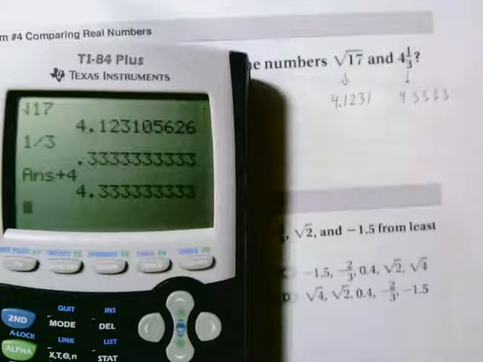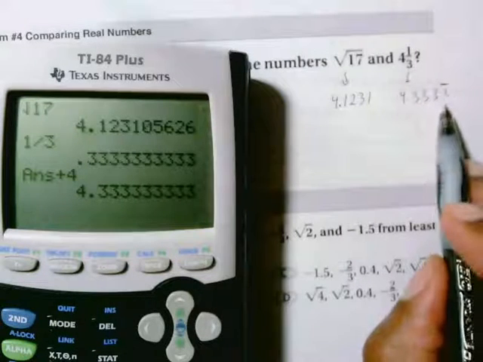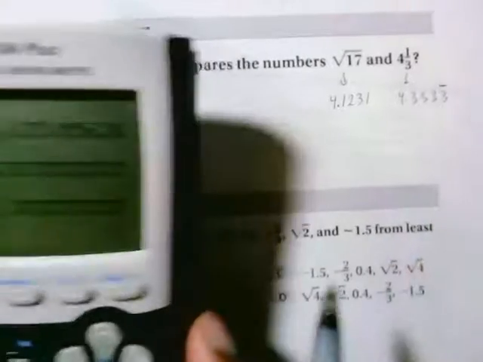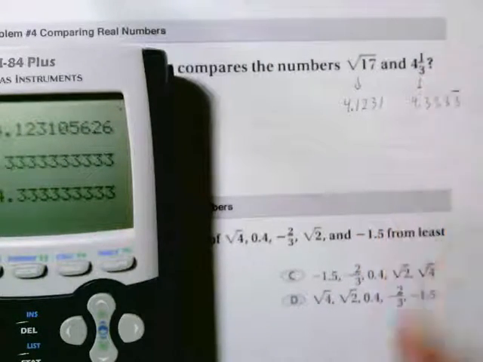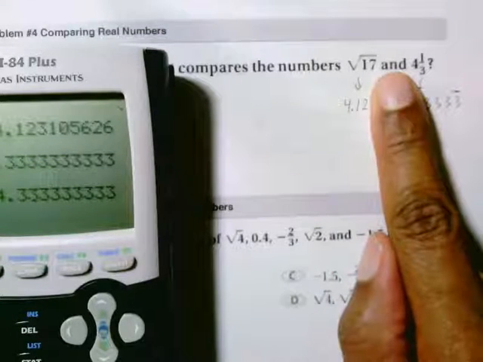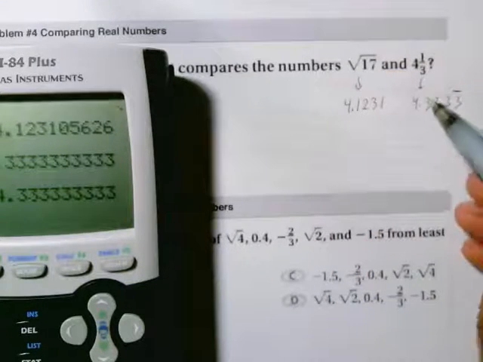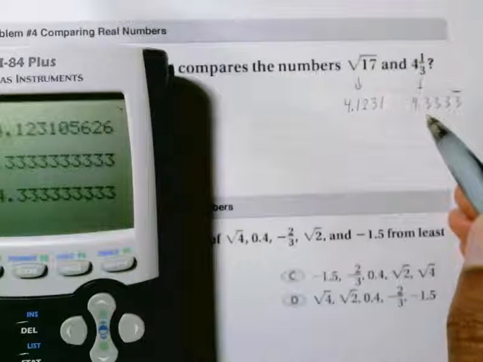4.333. It's a lot of threes. I'm going to put a little bar on top of it. So that means the 3 keeps on going. So this one, if I stop here, is like 4.33. And this is 4.12. So this is the bigger number.